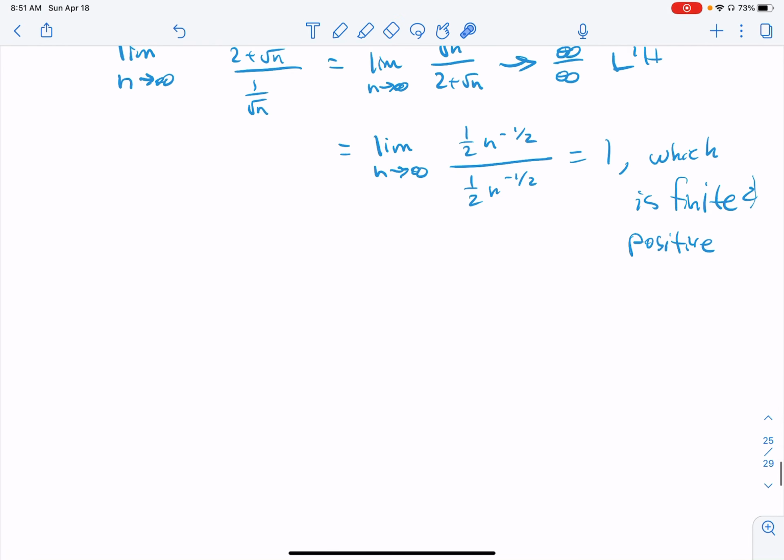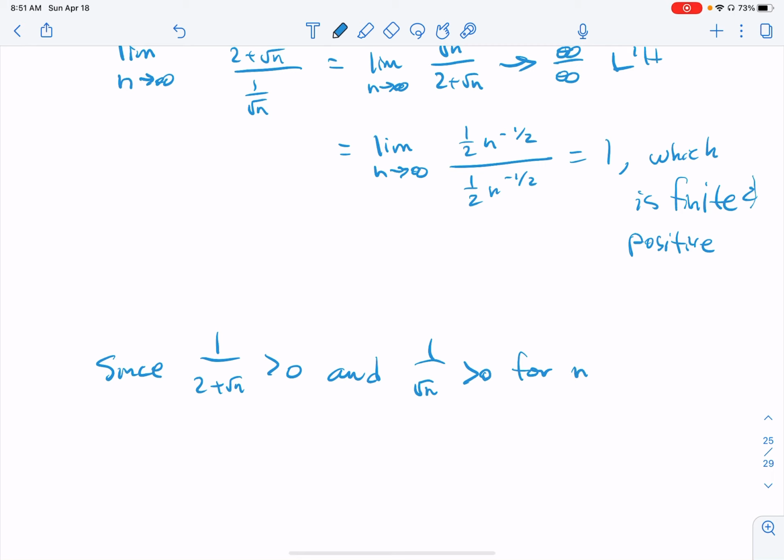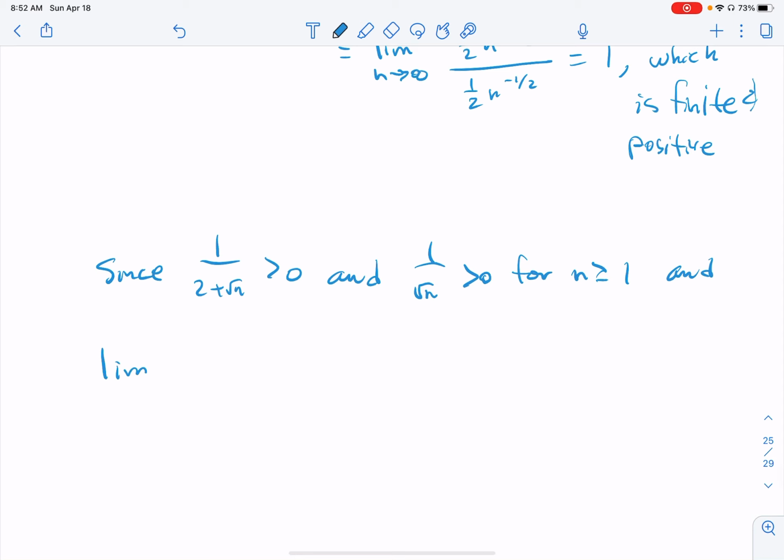Let's write it up, shall we? Since, let's see, what is ours? Ours is 1 over 2 plus the square root of n is greater than 0, and 1 over the square root of n is greater than 0 for n greater than or equal to 1. And our limit, let's establish that, as n approaches infinity, of 1 over 2 plus the square root of n, over 1 over the square root of n is equal to 1, which is finite and positive.